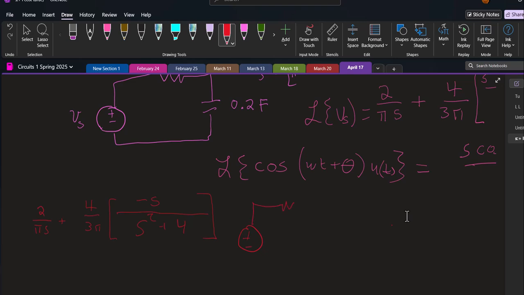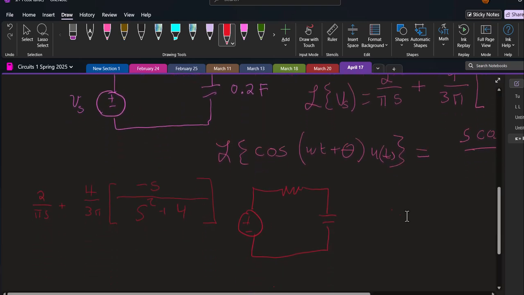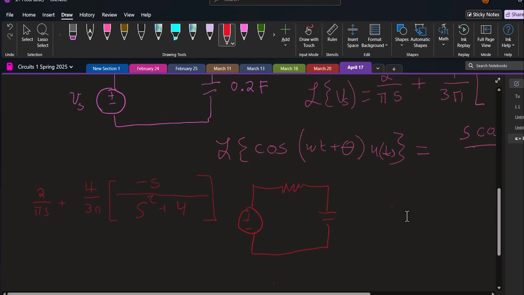Now we have a resistor, and what is that going to be in the S domain if our original resistance was 15 ohms? It'll be the same thing.